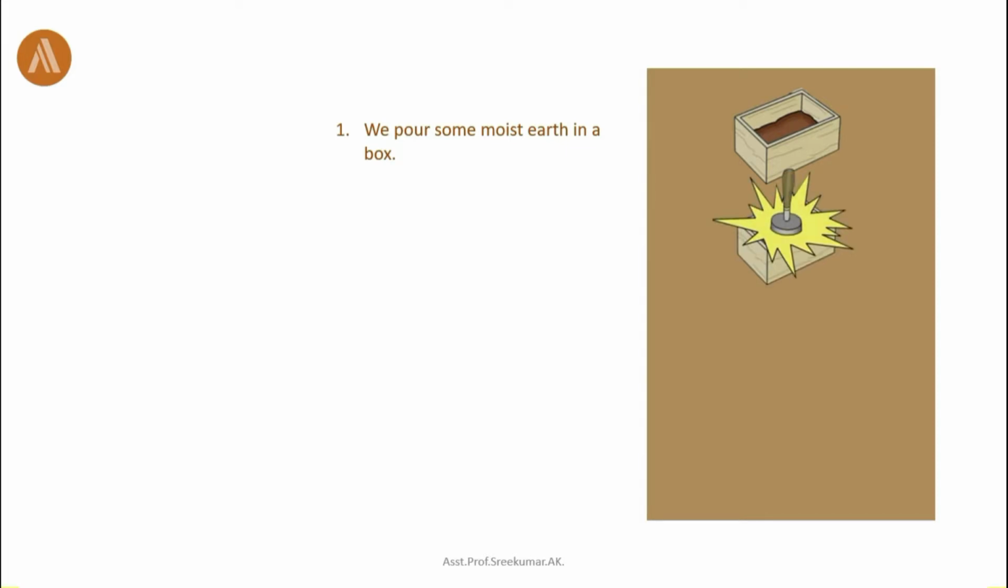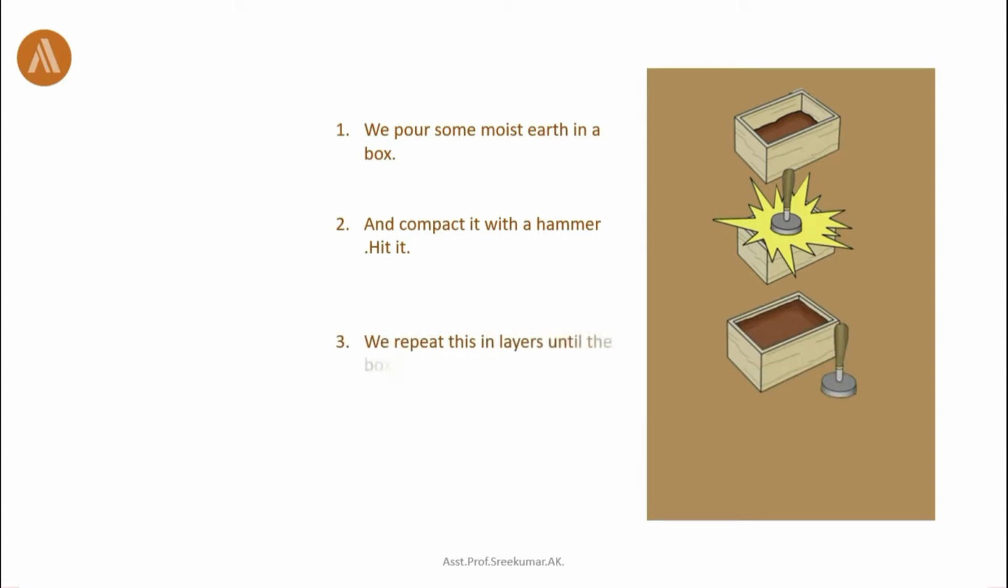Rammed earth employs volatile compression and goes something like this. We pour some moist earth in a box, and then we compact it with a hammer. We hit it. We repeat this in layers until the box is full. Then off with the box.